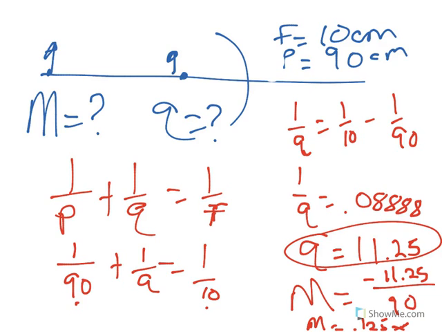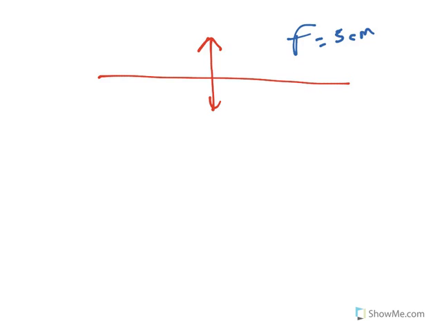All right? The next type is if we had a lens. Okay? So let's just take a look at a lens and see what happens. Let's just make it a concave lens, and we'll say the focus on this guy is at 5 centimeters, and we are going to form an image at, let's make it negative 10 centimeters.